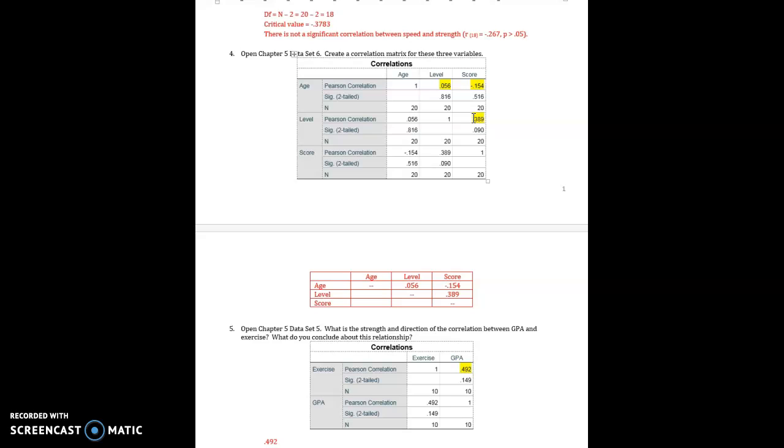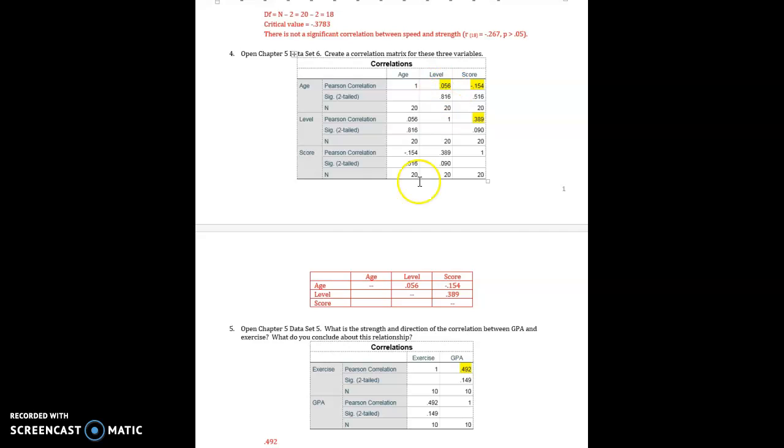So to create your own correlation matrix, you're essentially recreating this just without all of the extra p-values and the n's. So for example, you could set up your correlation matrix like this. You don't need to include the 1 for the correlation between age and age, or level and level. You're free to just do a little dash, but if you would prefer to have a 1 there, that's fine too. And so your correlation between age and level is 0.056, right?